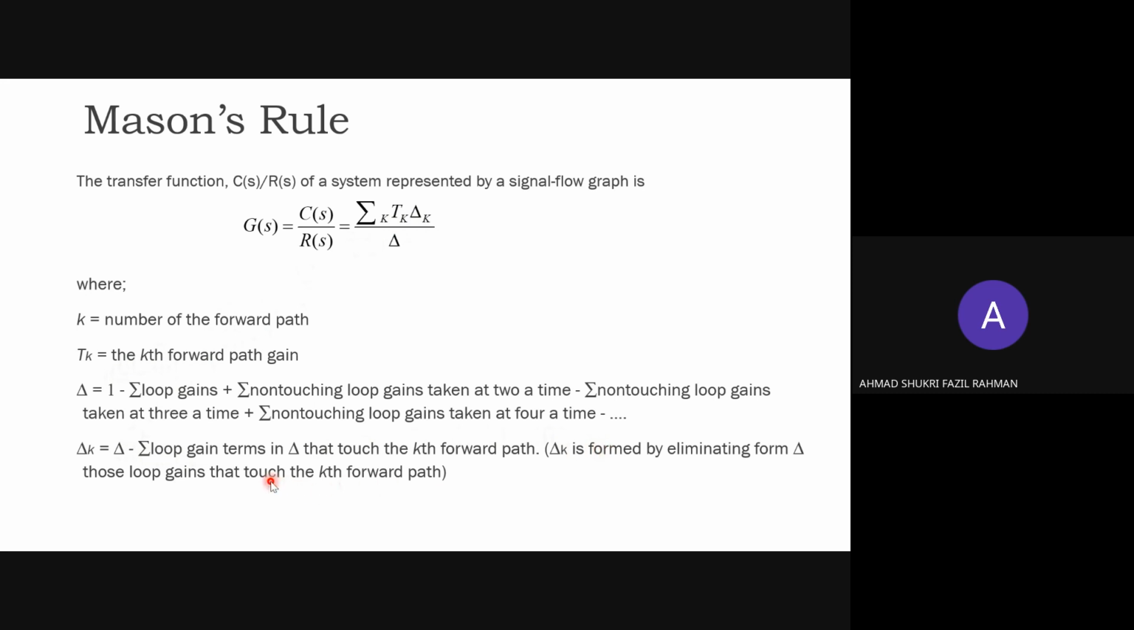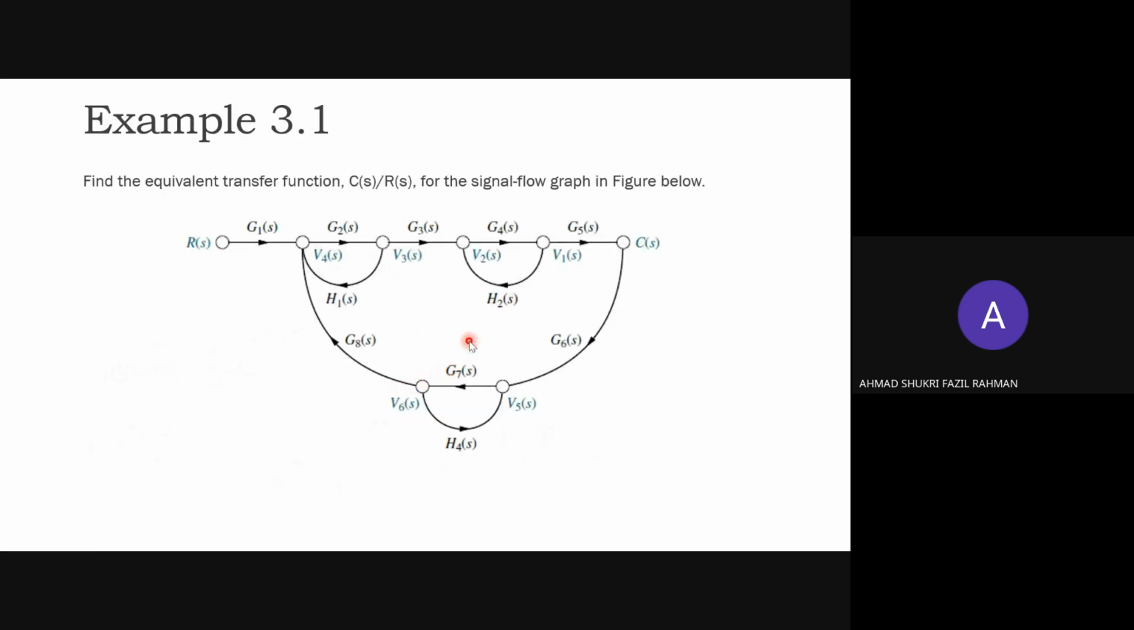that did not touch the kth forward path. This one is very complicated to understand, so I will show you how to obtain delta k. So we go back to this example. Starting with this example, we need to follow several steps that will eventually lead up to the forming of Mason rule.